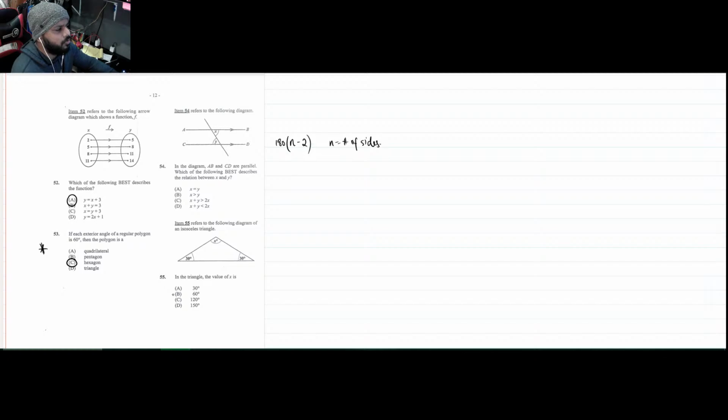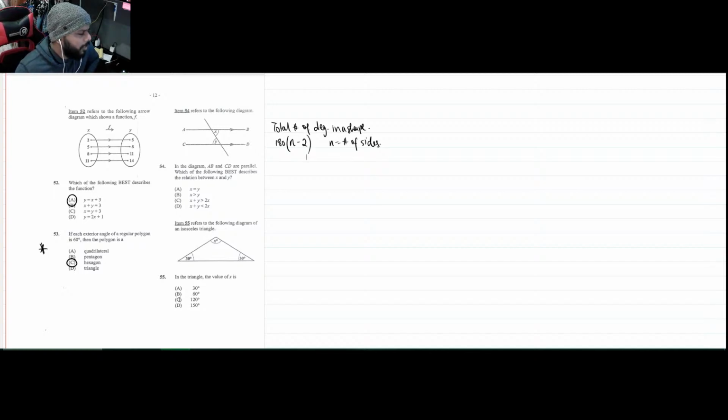This will give me the total number of degrees in a shape. We could test it for a triangle. N is 3. 180 into 3 minus 2 is 180 into 1. Makes it 180 degrees. Check a square. It's just for you to check. There is another formula with interior angles. I can't remember the formula. If anybody remembers it, please put it in chat now for everybody else.